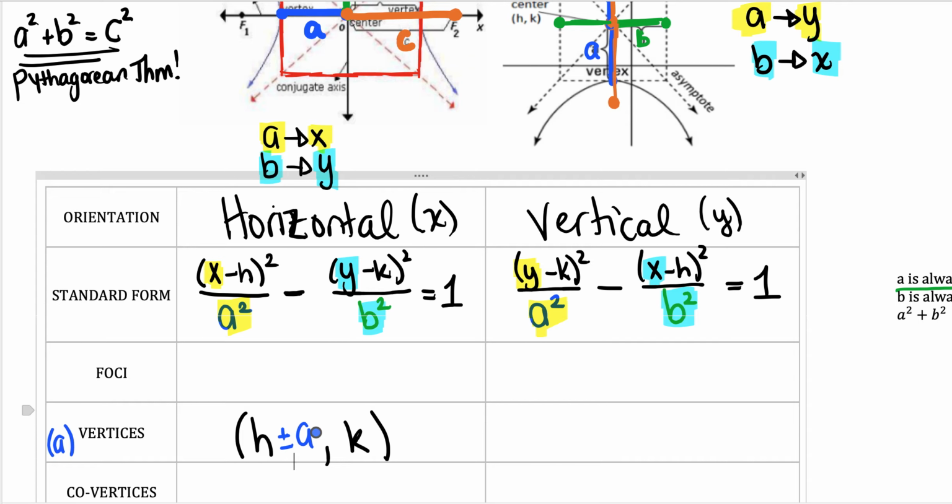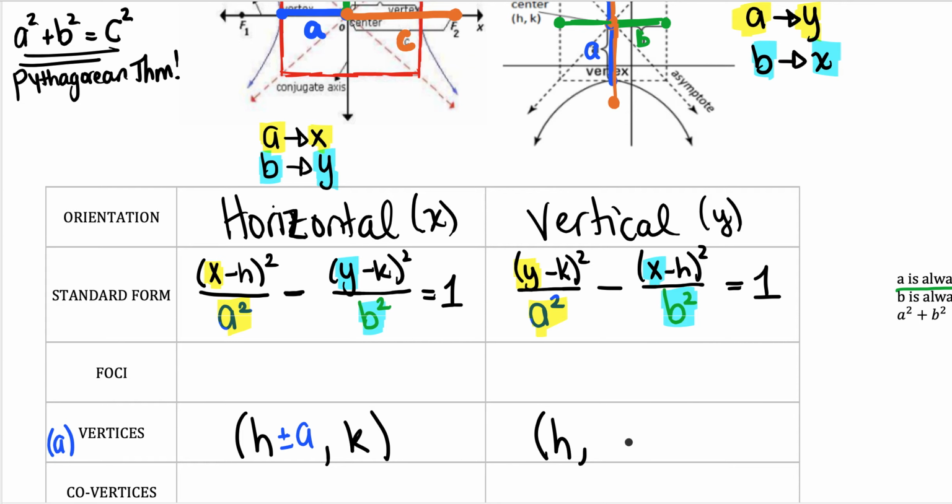Okay, so then we have the vertices of a vertical hyperbola, and that's going to be, instead, A is affecting Y, so my X is not changing, but my Y is now going to be k plus or minus a. So it's really important to identify, when you're given your standard form, what this A or B is directly affecting.